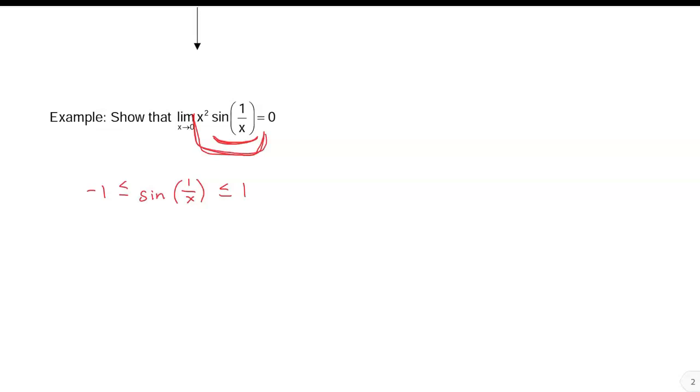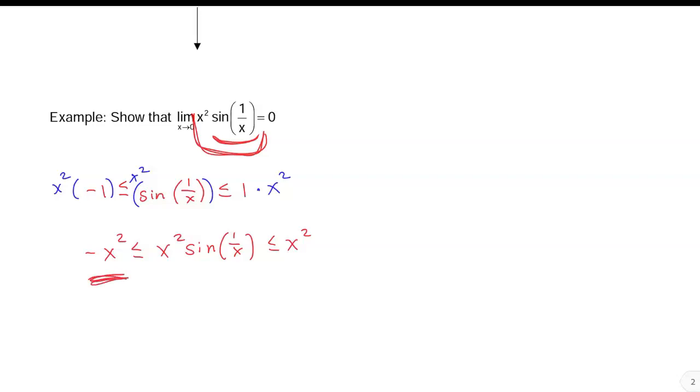So I'm simply going to manipulate this inequality and multiply all sides by x squared. The new inequality looks like this. So these are the players. Negative x squared is like the f function we're supposedly familiar with. x squared is like the h function, which we are also familiar with. But the g function in the middle is the unfamiliar one to us.